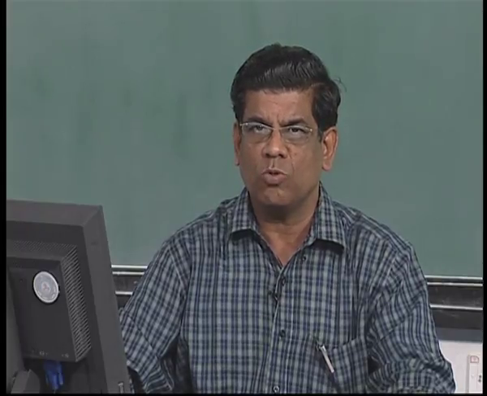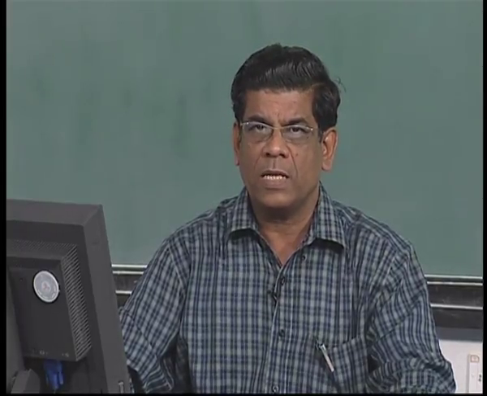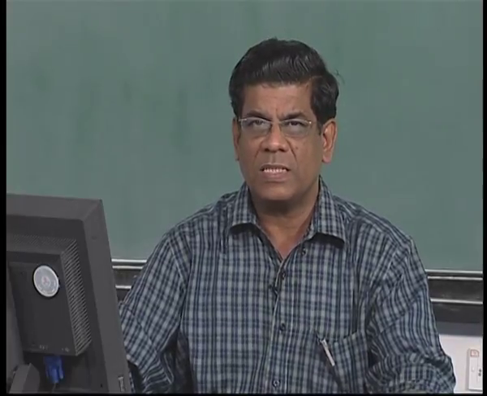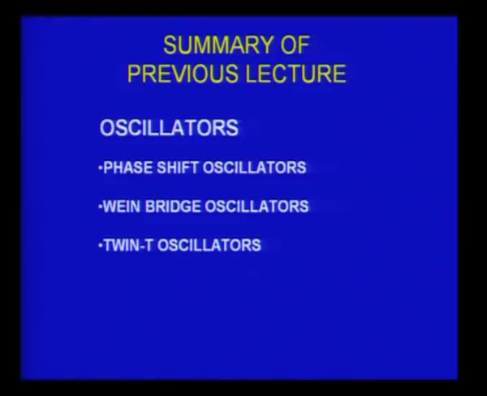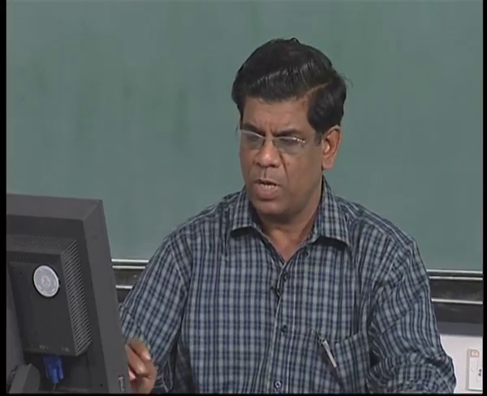You might recall in our previous lectures, we discussed how operational amplifiers can be used for generating sinusoidal waves, namely the applications of op amps in oscillations. We discussed different types of oscillators, mainly RC oscillators. For example, phase shift oscillator, Wien's bridge oscillator and twin T oscillator are the three different types of RC oscillators that we discussed during the last lecture.